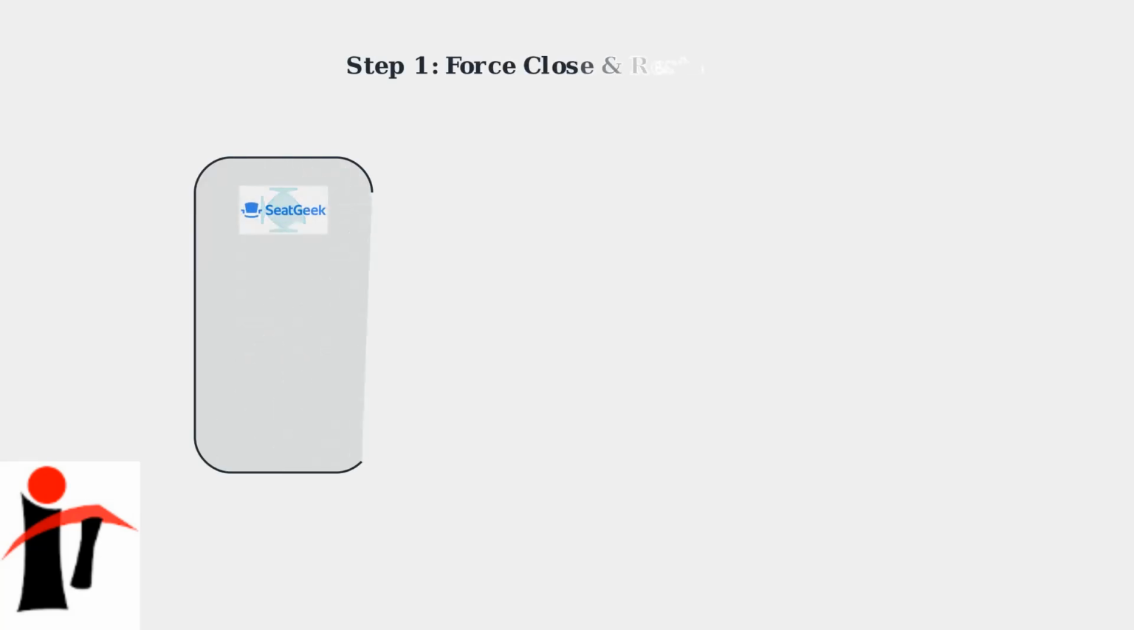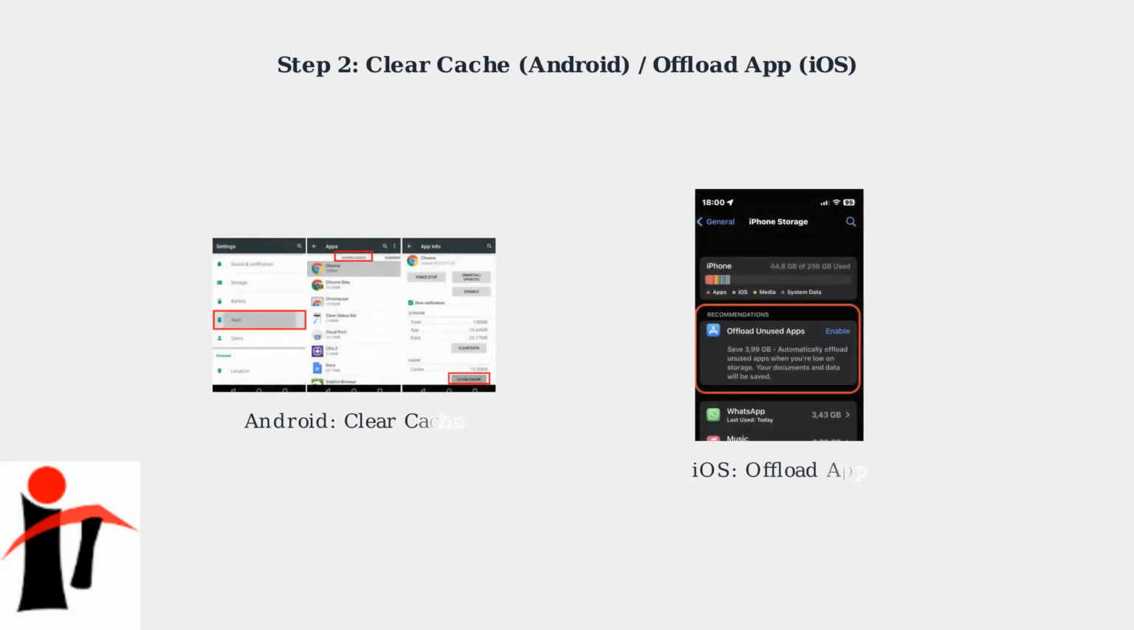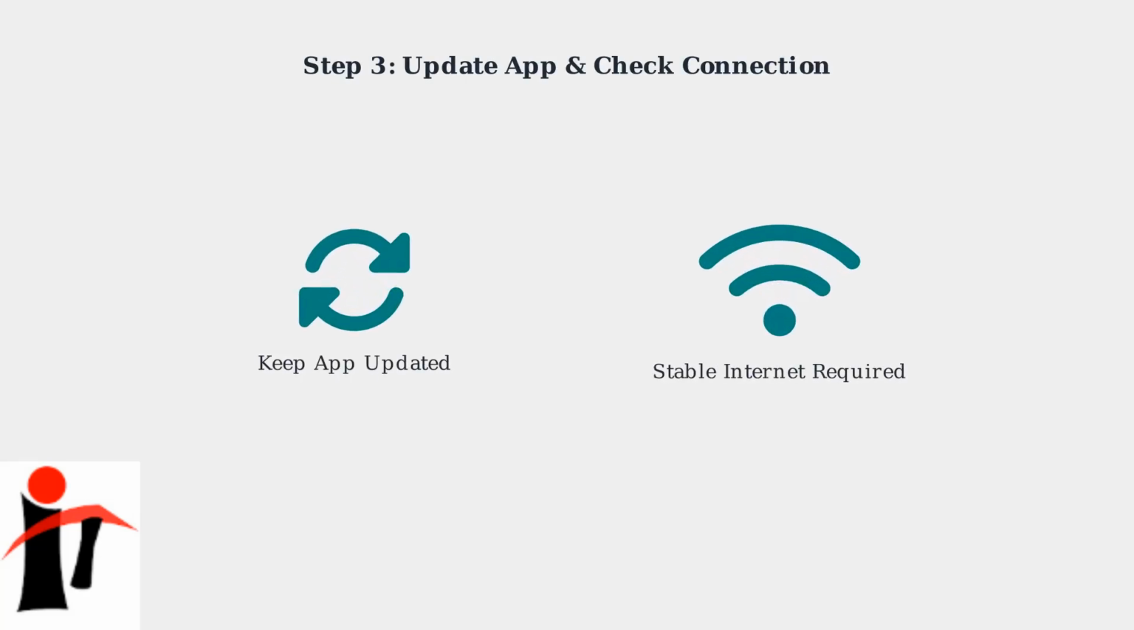When your SeatGeek ticket transfer isn't working, start with these app-based troubleshooting steps. The most effective first step is to force close and restart the SeatGeek app completely. Next, clear your app cache on Android devices or offload and reinstall the app on iOS. This removes temporary files that might be causing transfer issues. Always ensure you're using the latest version of the SeatGeek app and verify you have a stable internet connection. These are crucial for successful ticket transfers.